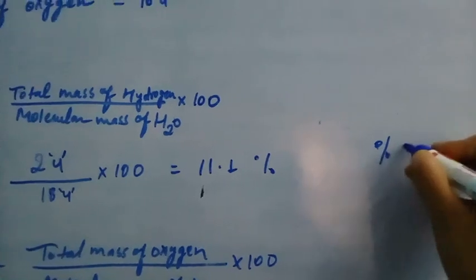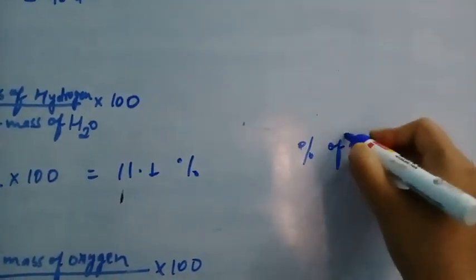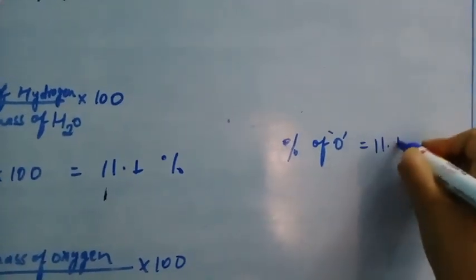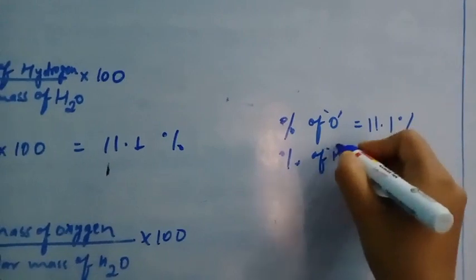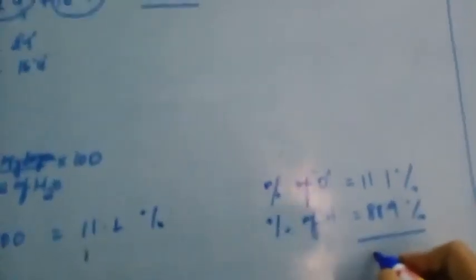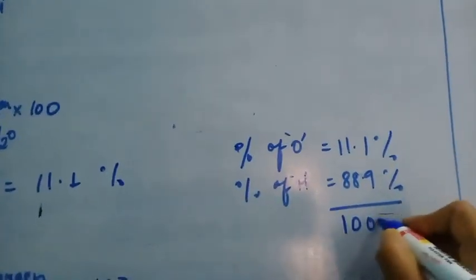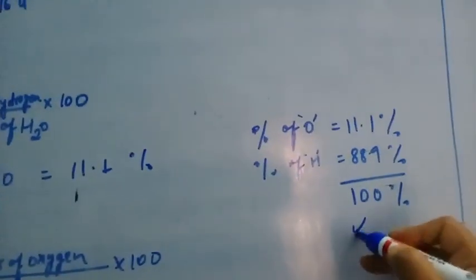So the percentage of hydrogen is equal to 11.1%, and the percentage of oxygen is equal to 88.9%. In total, how much are we getting? We are getting 100%. That means whatever we have calculated is correct.